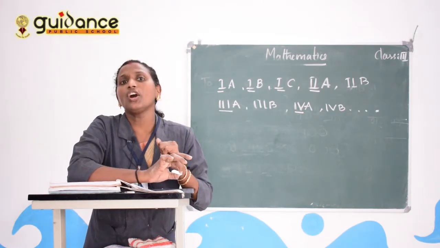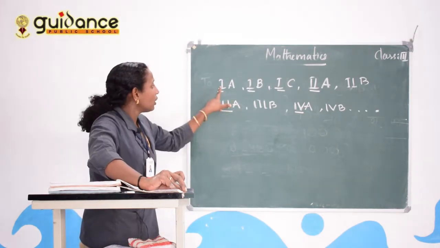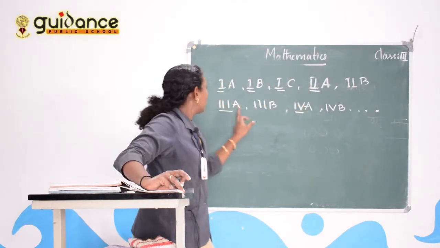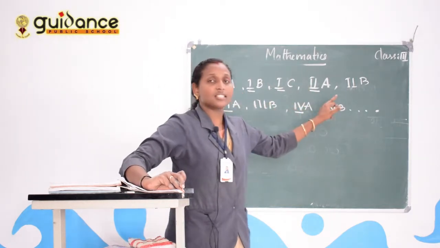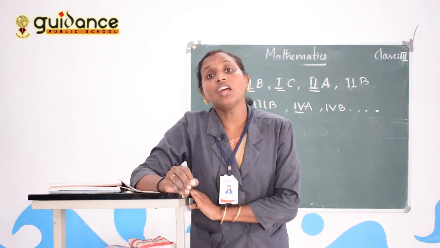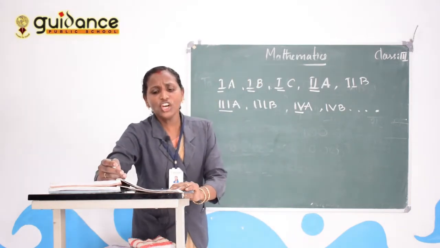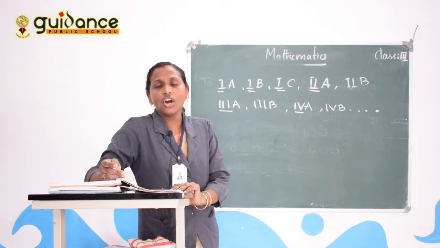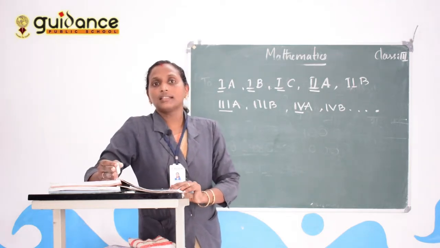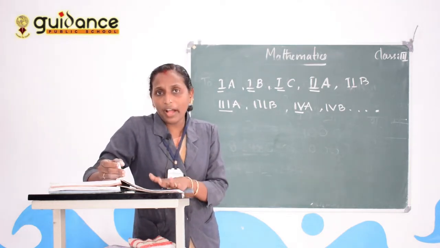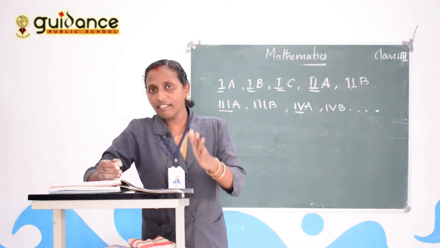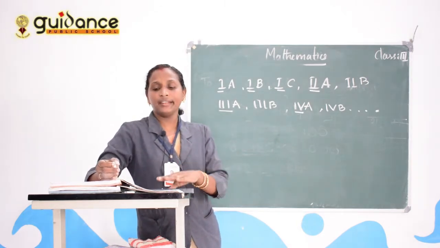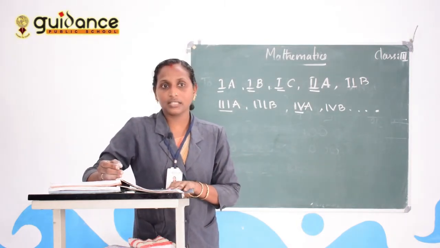All of you clear the Roman number? So 1, 2, 3, 4, etc. These are the Roman numbers. Okay. We use digits 0, 1, 2, 3, 4, 5, 6, 7, 8 and 9 to write numbers.